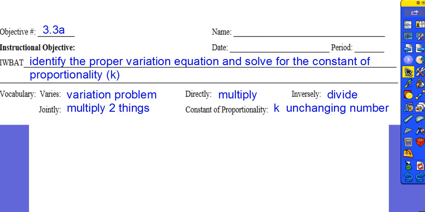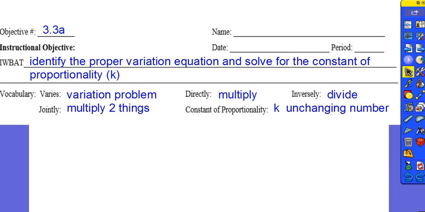So this is objective 3.3a, and we're going to be working on variation problems for the rest of Unit 3. There are 3 sections of notes that you'll be taking on variations. It's kind of a random topic, doesn't really go with the other things that we've done in this unit, but it had to go somewhere. So we put it here.